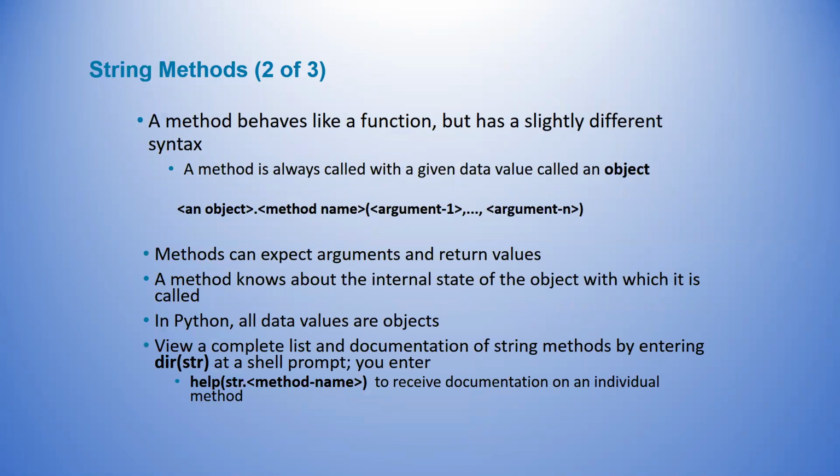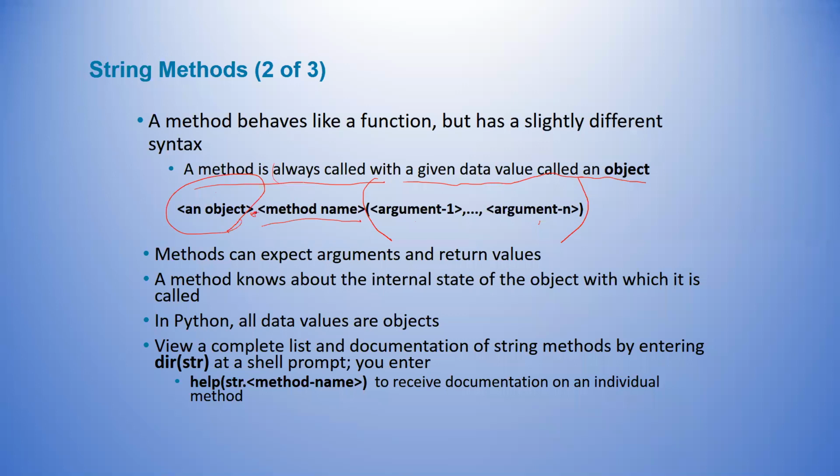Okay, a method behaves like a function, but has a slightly different syntax. A method is always called with a given data value called an object. You don't understand an object yet, but just know when you call a method, you always use an object, followed by the dot, followed by the method name, followed by the parentheses. Within the parentheses is called the argument list. You can have more than one argument. If you have more than one, you separate them with commas. Okay, that is what a method is.